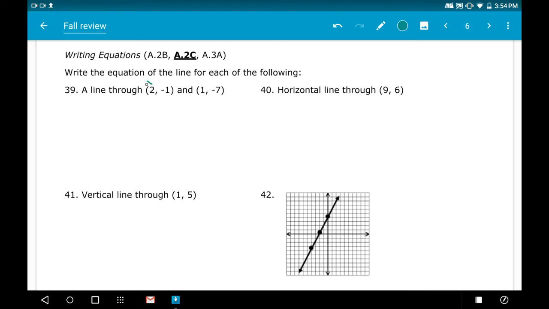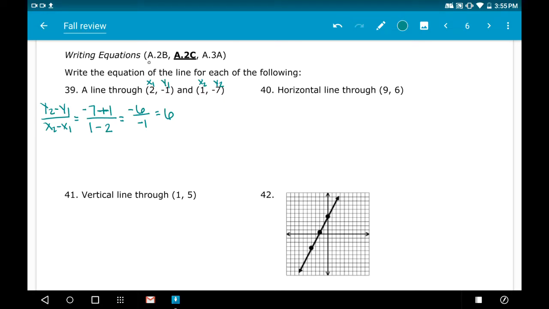On this one we have x1, y1, x2, y2. We're going to find our slope using y2 minus y1 over x2 minus x1, which means we have -7 minus -1 over 1 minus 2. This is the same one that we did earlier. -7 minus -1 becomes a plus, which means it's -6. 1 minus 2 is -1. So our slope is a +6.